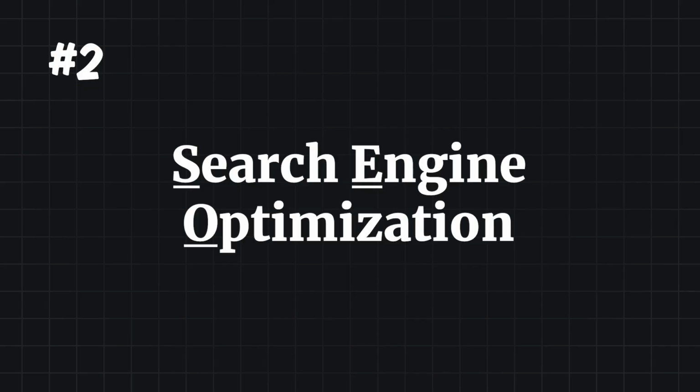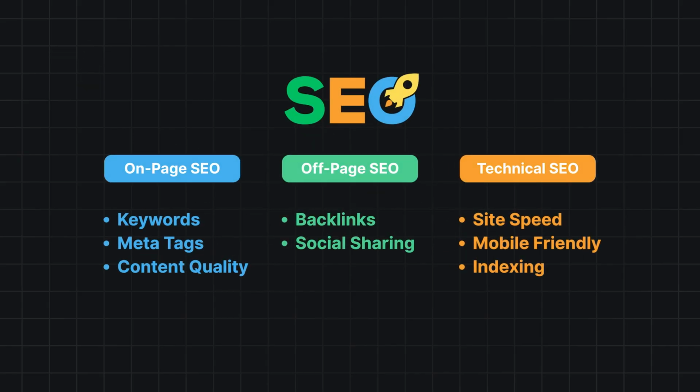SEO, or search engine optimization, is about making your website easier for search engines like Google to understand and rank. That means using clear HTML, fast load times, mobile-friendly design, good page structure, and meaningful content.